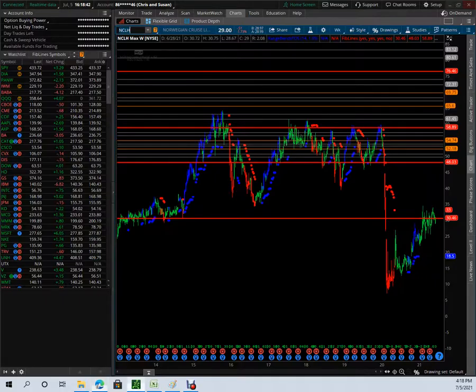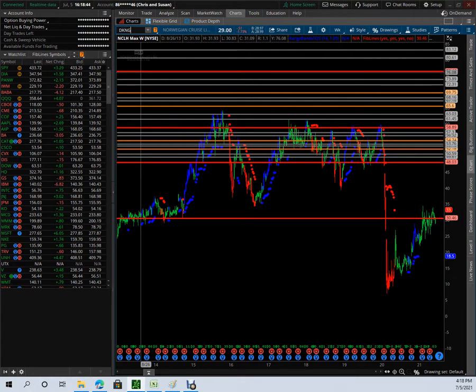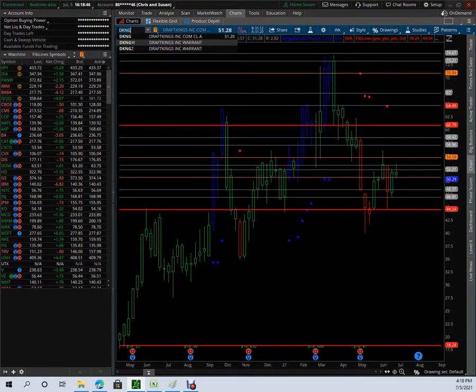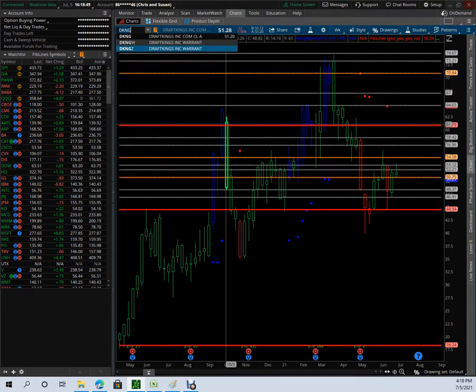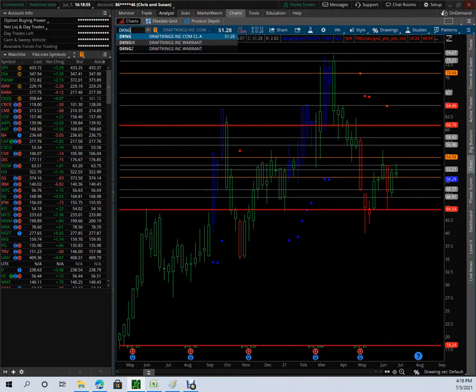DraftKings, I've been a fan of DraftKings for a while. It hasn't really performed all that great. It came up here, took out the 161 line, which is usually a good sign it's going to keep going, and then came back and sold off here. So it's not really making money in a convincing way yet.